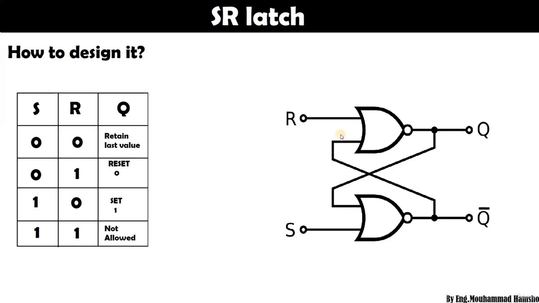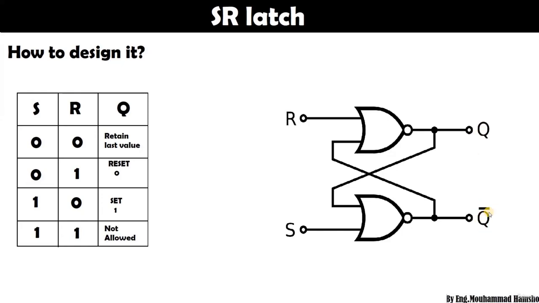Now, let's see how we can design it. This is what an SR latch looks like. It could be designed with NAND and it could be designed with NOR gates. But let's start with the NOR gate and see how we can design it with the NOR gate. Take a look at our truth table. We have S and we have R, set and reset. Then we have Q for output and Q hat for not output.